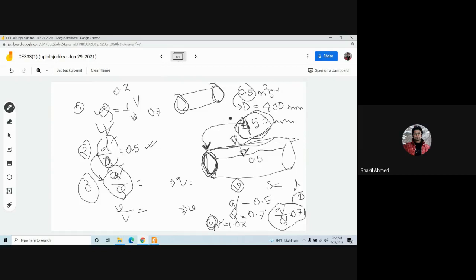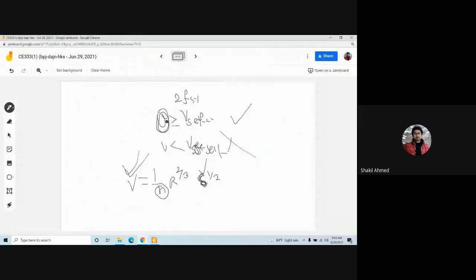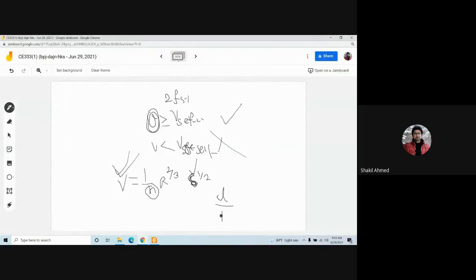Sometimes I may ask you that if, instead of 400, I use 450 millimeter diameter pipe, then what would be the new depth? What will be the depth of flow? That means you have to calculate small d by capital D. As I told you, you know small q by capital Q. So from this small q by capital Q, we can calculate small d by capital D. What is the value from here? 0.65 approximately, right? So small d by capital D will be 0.65.